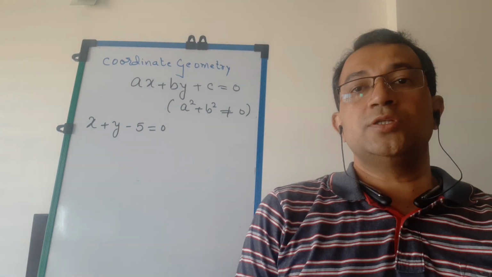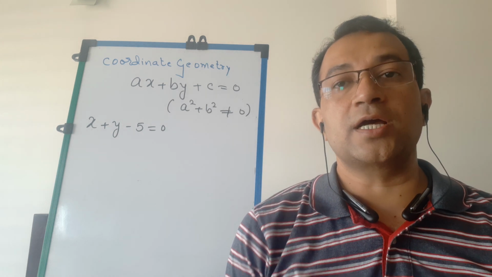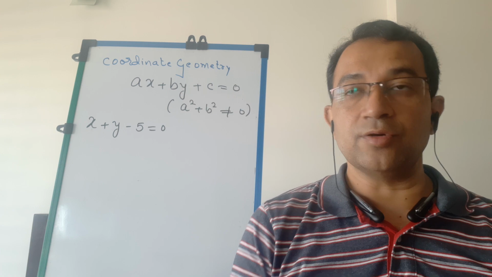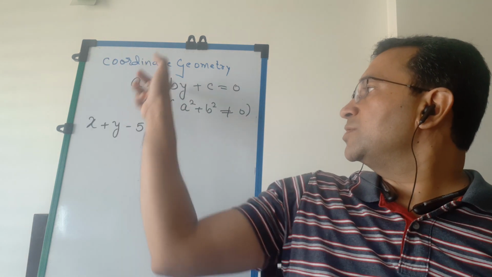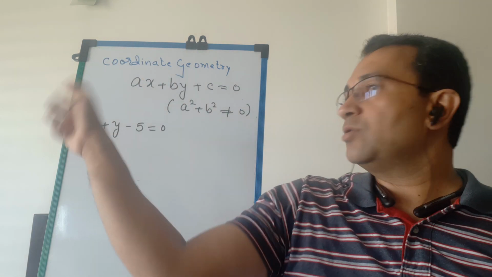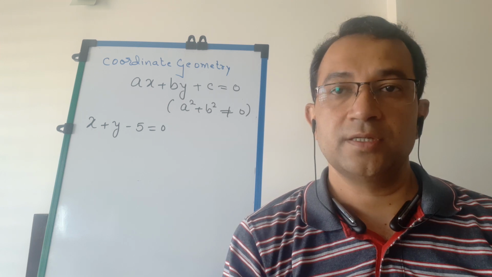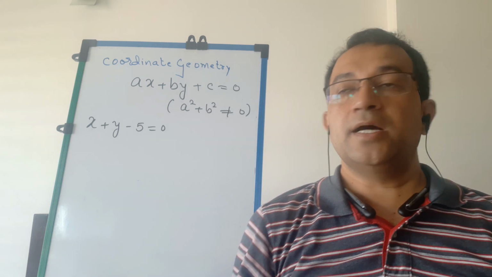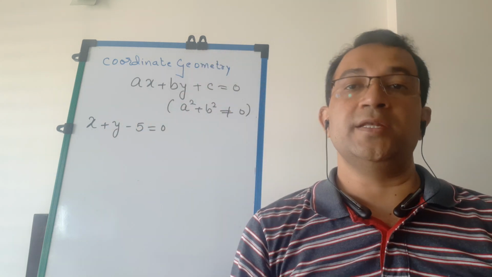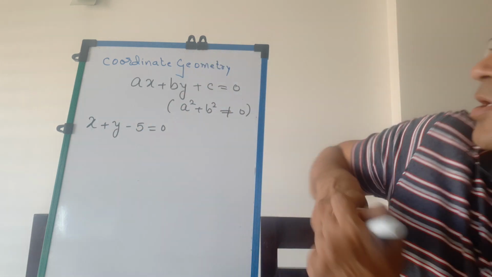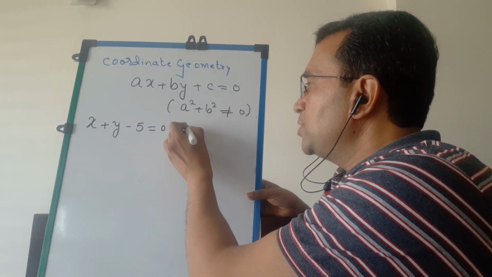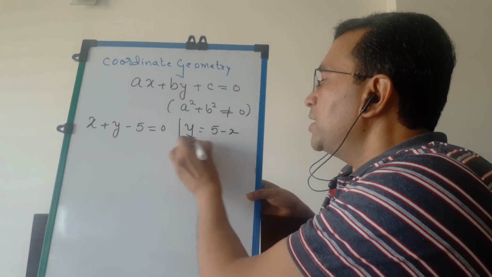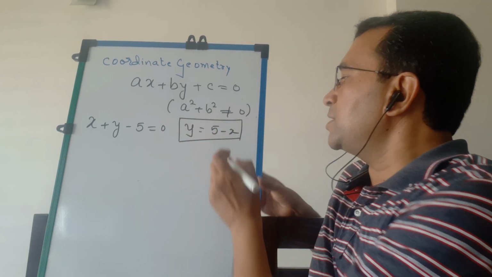Now students, we are told that graph this equation. Draw a graph of the equation x plus y minus 5 is equal to 0. If I compare with ax plus by plus c is equal to 0, I will get a is equal to 1. I will get b is equal to 1. And I am getting c is equal to minus 5. So let us make x or y a subject of formula. I am making y a subject of formula. So I will get y is equal to 5 minus x.